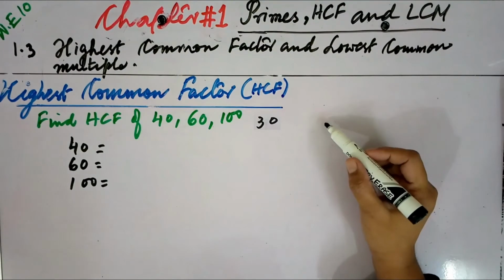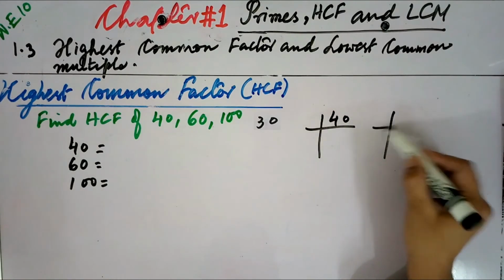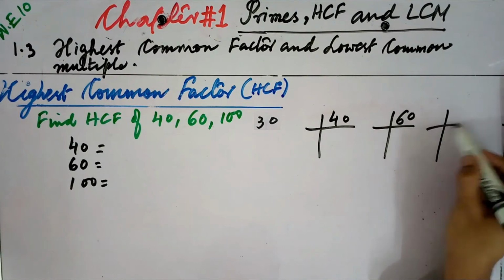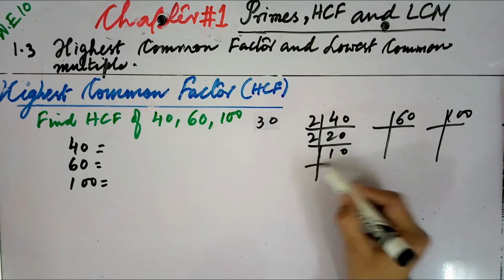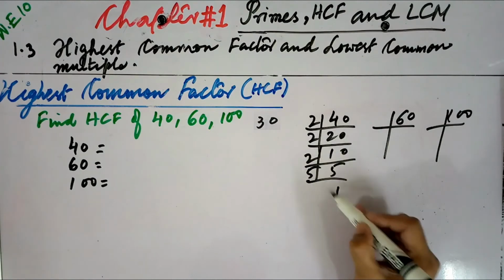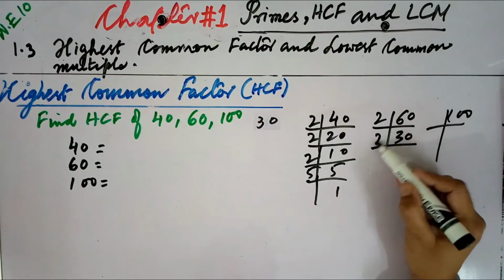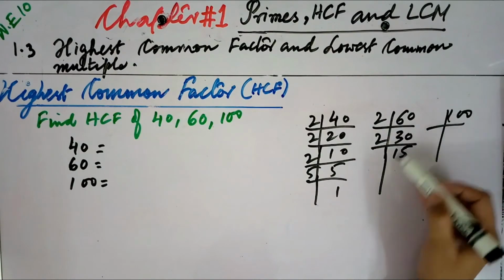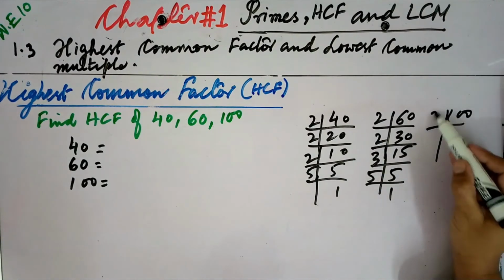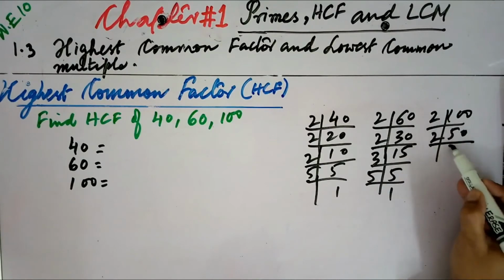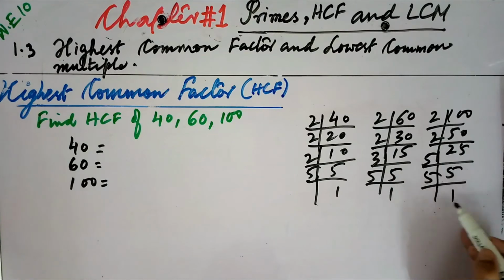Now I am going to solve it over here. What would it be for 40, 60 and 100. 2 2s are 4, 0, 2 1s are 2, 0, 2 5s are 10 and 5 1s are 5. Till 1 we will be dividing. 2 3s are 6, 0, 2 15s are 30, 2 1s are 2, 2 5s are 10 and 3 5s are 15 and 5 1s are 5 till 1. 2 5s are 10, 2 2s are 4, 2 5s are 10, 5 5s are 25 and 5 1s are 5 till 1.